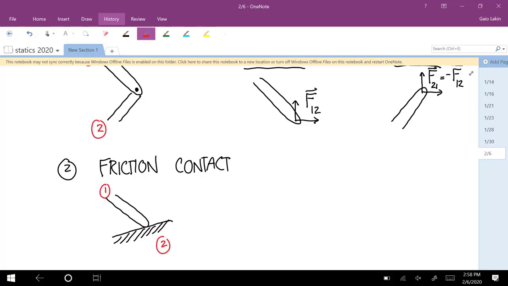And again, the way this works is, if you try to translate body one into the surface, that is impossible. That degree of freedom is eliminated. Okay? And if you try to slide it perpendicular to that first axis, the friction keeps it from moving. Okay? So there's a full vector of unknown forces. What about rotation? Yeah, the friction doesn't have any effect on that.